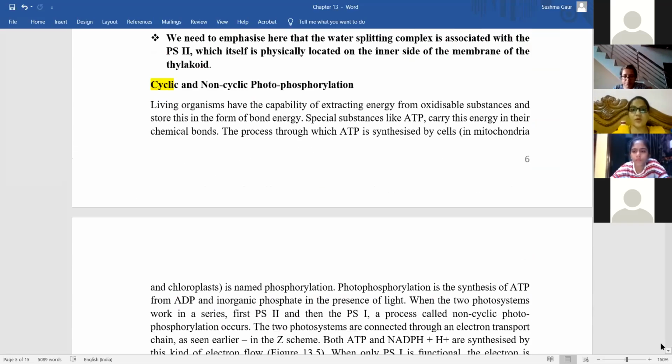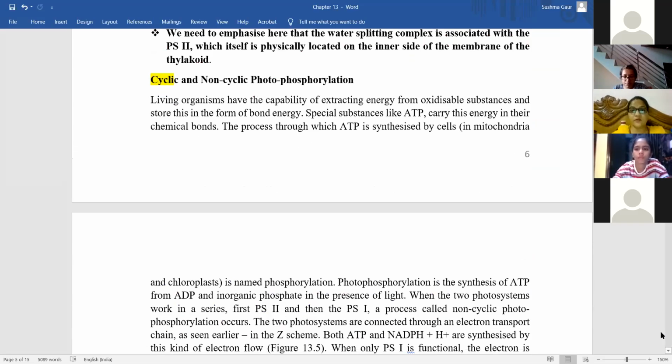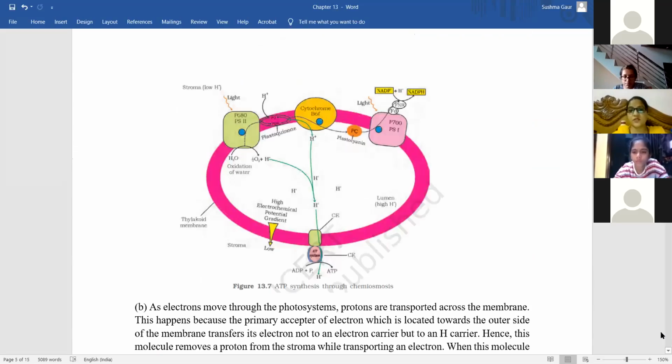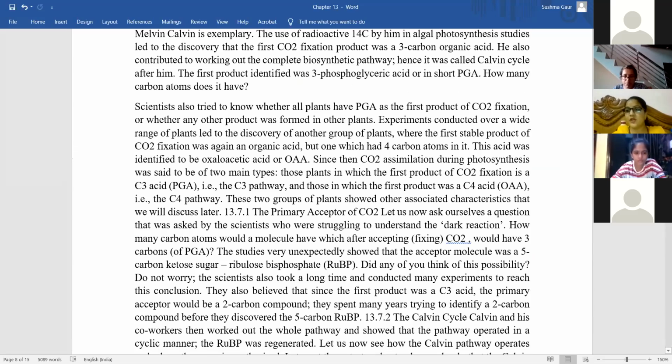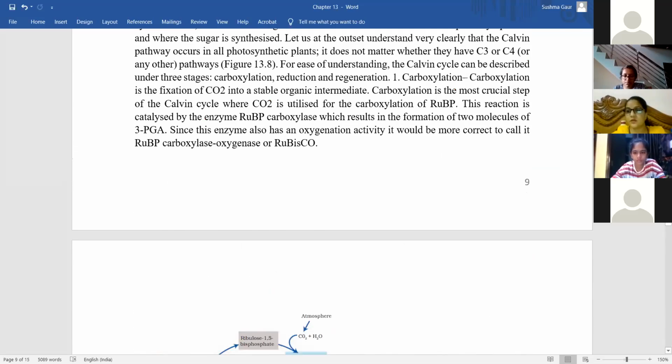So this cyclic and non-cyclic photophosphorylation, I think we are going to study in the next class. This is a slightly tough chapter, but also a little interesting. It's completed in your school. Your ma'am completed this?